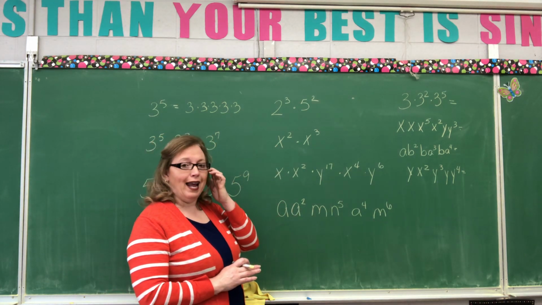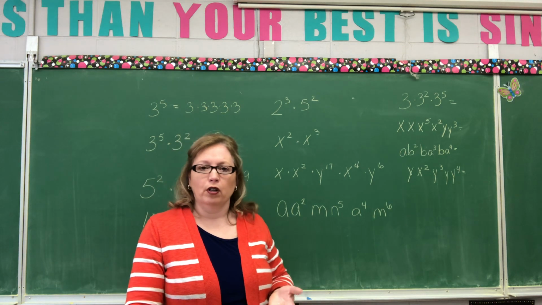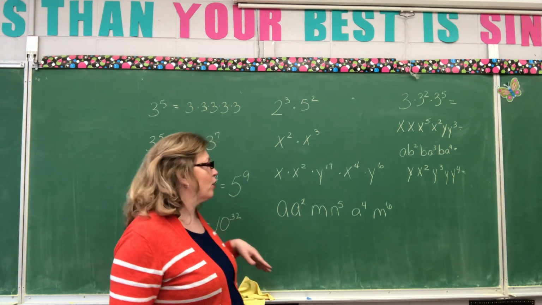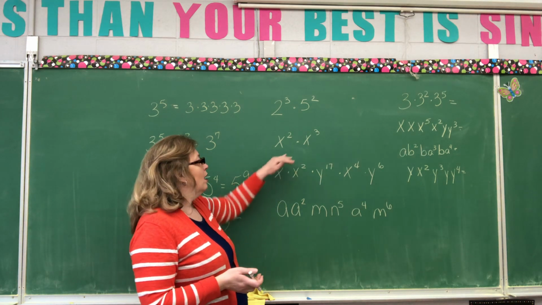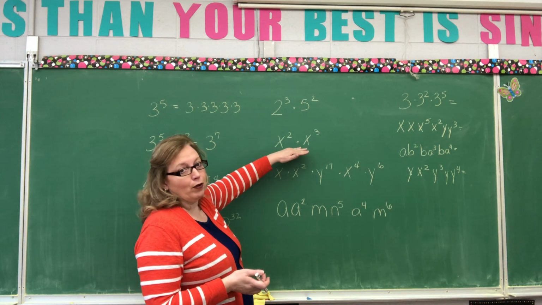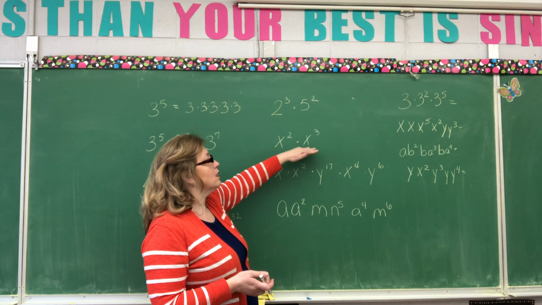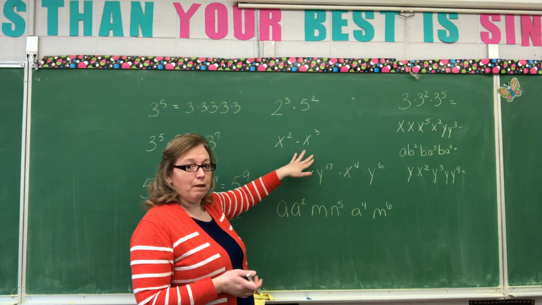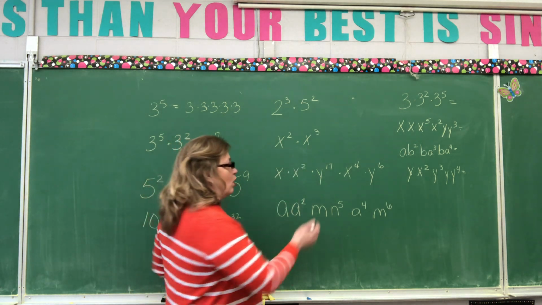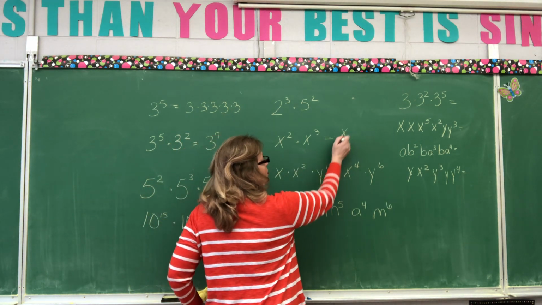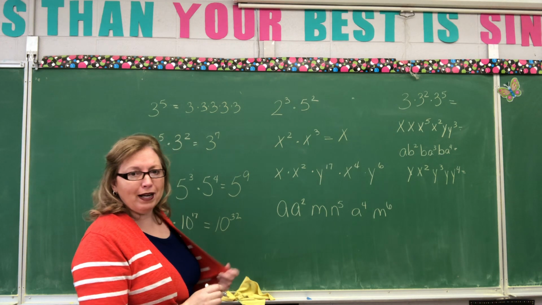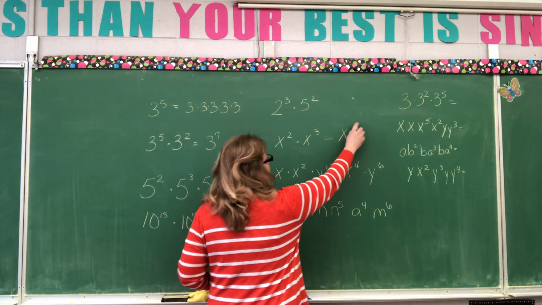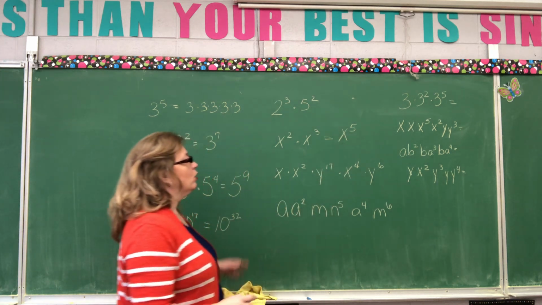What about, though, in algebra when we use letters? You know, X, Y, Z, A, B, C, M, N, O, P, Q, R, whatever. How do we do letters? X squared times X cubed. The base is the same. The base is just X. So, just like in our numbers, bring your base over. Now, add your exponents. 2 plus 3 is 5. Pretty simple.